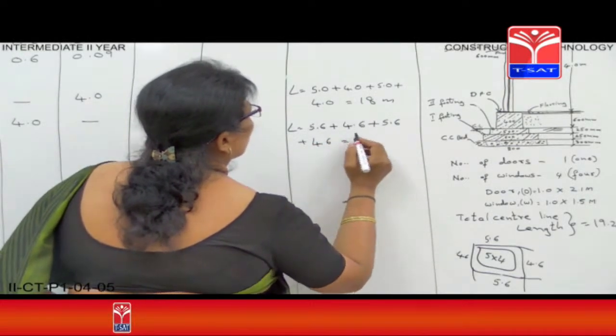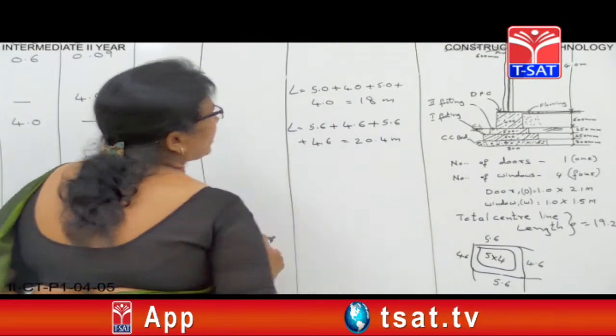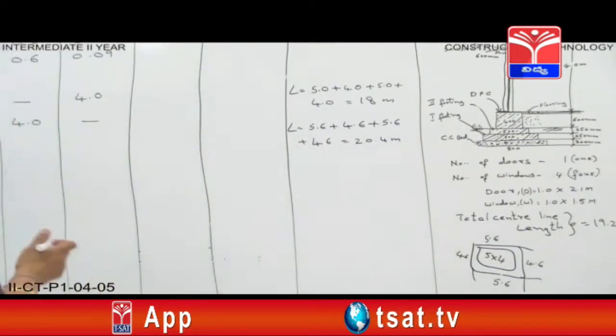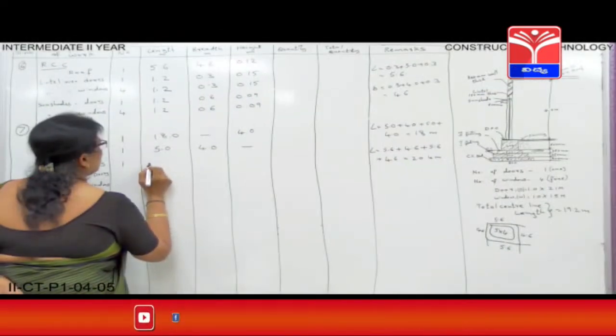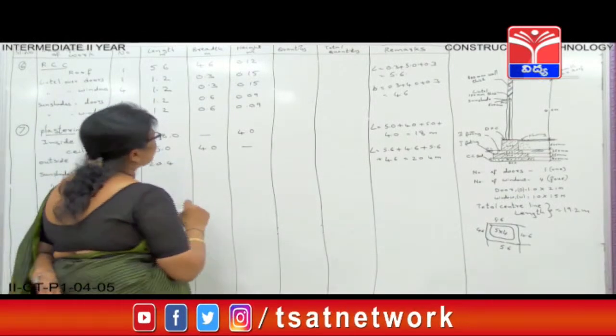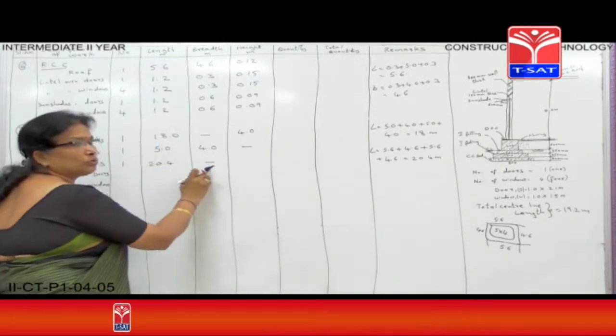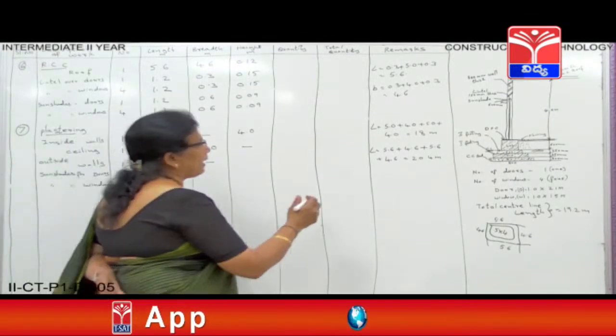This is how much? 20.4 meters. So your length here for the outside wall is 20.4. Breadth you don't have. You have nothing to do with it. Just put a dash near breadth. And height.